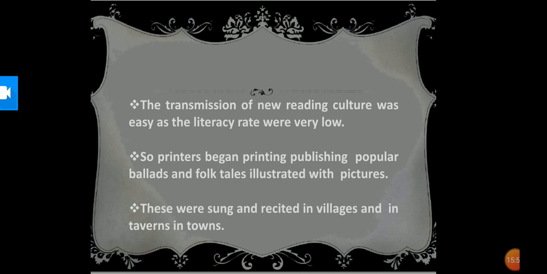So what did the printers do? They began printing or publishing popular ballads and folk tales illustrated with pictures. These were sung and recited in villages and in taverns and in towns. But the transition was not so simple. Books could be read only by the literate, and the rates of literacy in most European countries was very low.